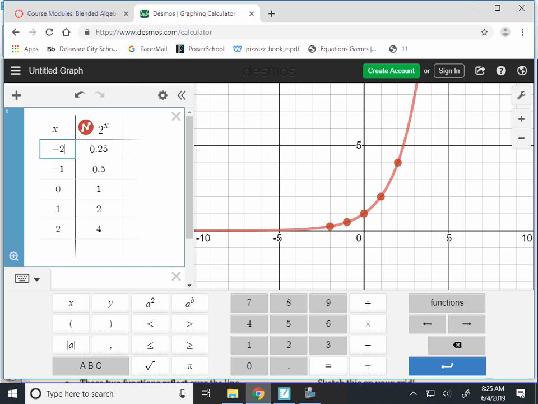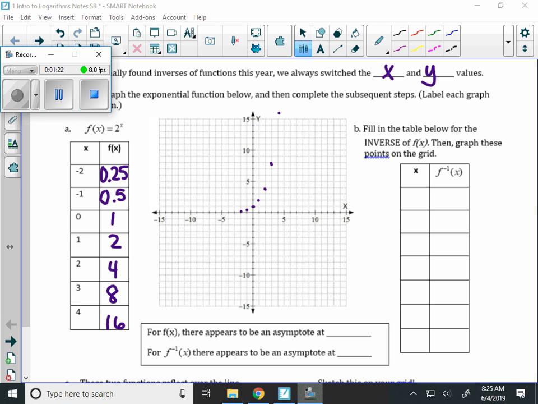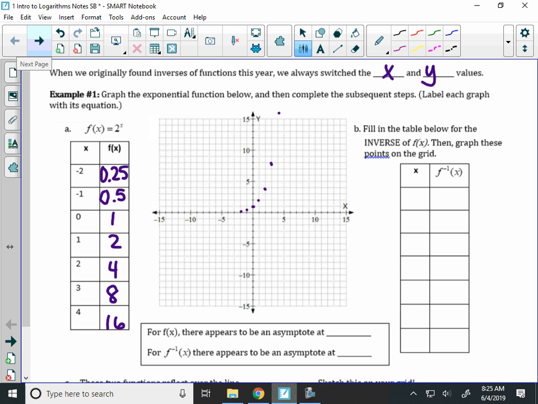So what I'm going to do is I'm going to type in the table here. You should do this on your own screen. I'm going to hit pause and I'm going to plot those points. You should do the same thing for yourself. Alright, so I've plotted my points. I'm just going to connect those points with a nice smooth curve. And that should look like the exponential functions that we graphed in the last unit.